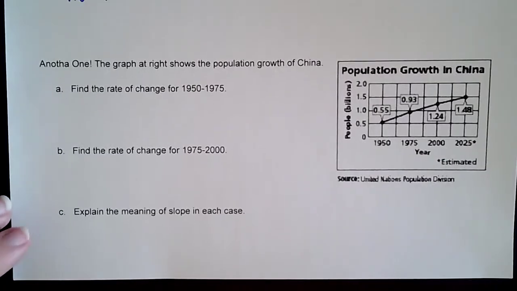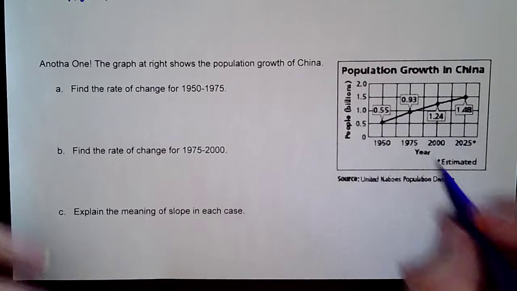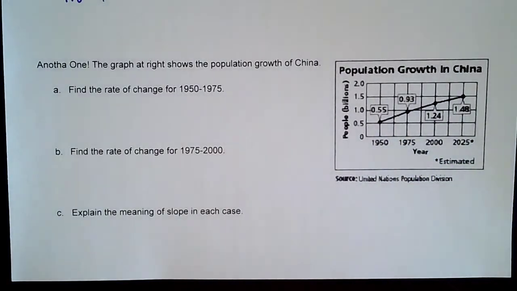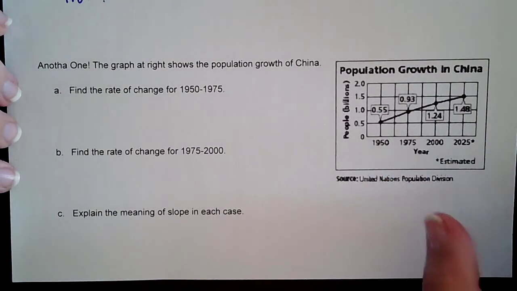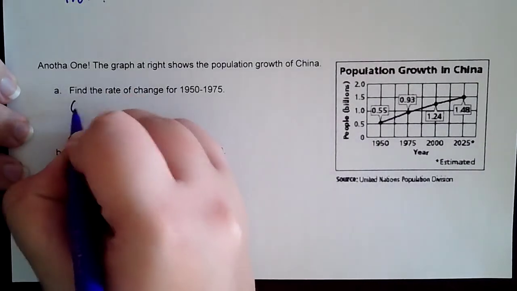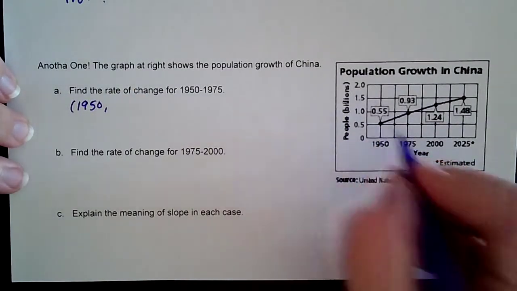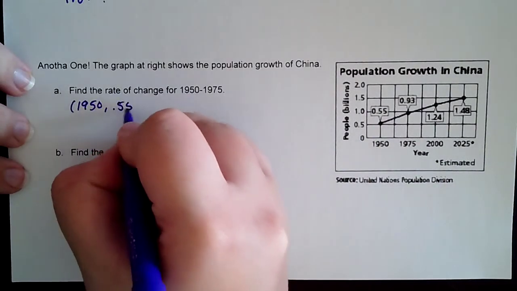So, another one. The graph at right shows the population growth of China. It says find the rate of change from 1950 to 1975. Well, here is our number at 1950. Here's our number at 1975. Much like that word problem from before, I like to pull out the information I need and then not deal with the picture again. So, in 1950, the people in billions was 0.55.